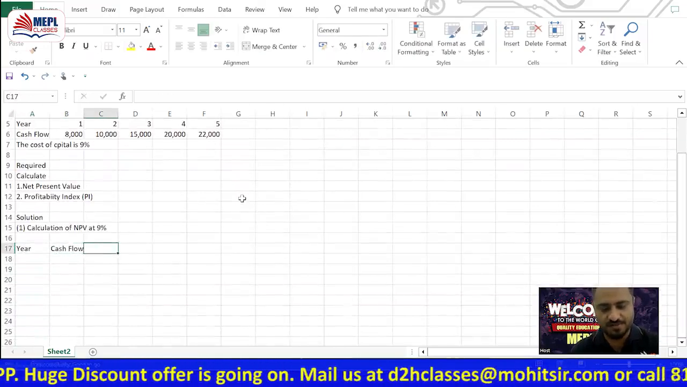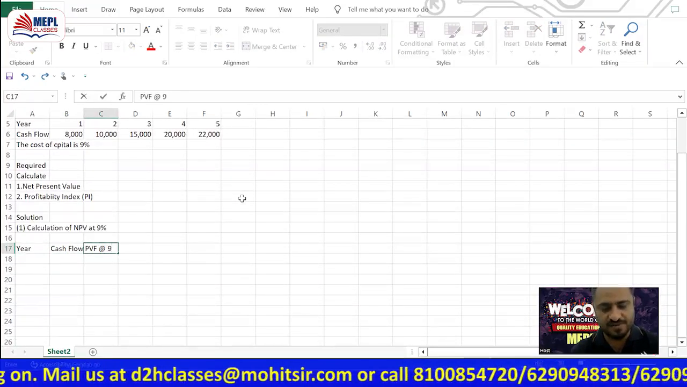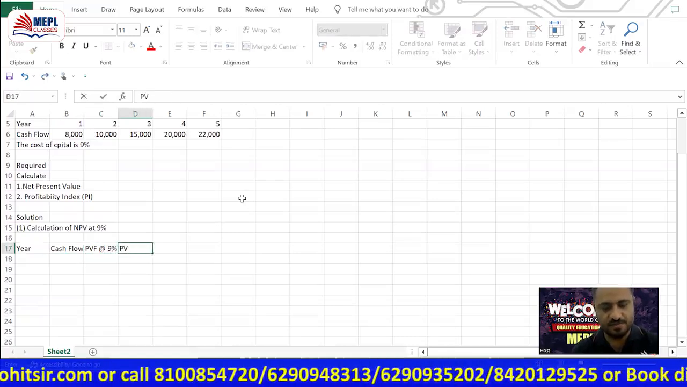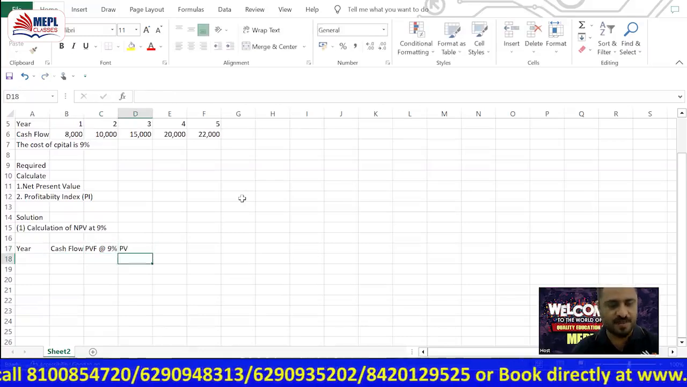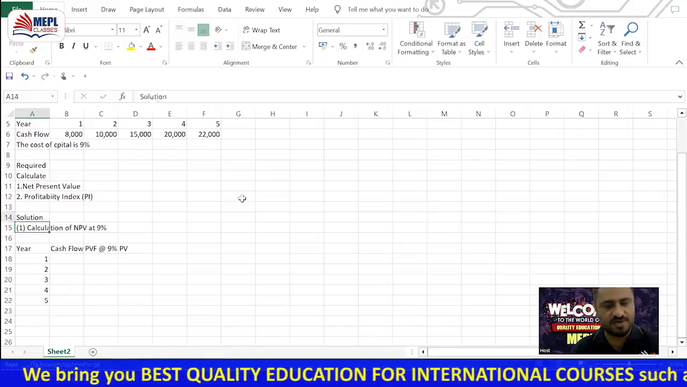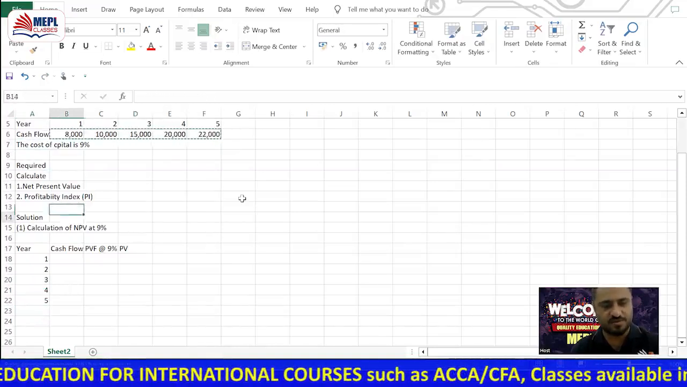Here we will have to list the present value factor at 9%, and here you will get the present value of cash flow. So year is 1, 2, 3, 4, and 5, and our cash flows are 8, 10, 15, 20, and 22.